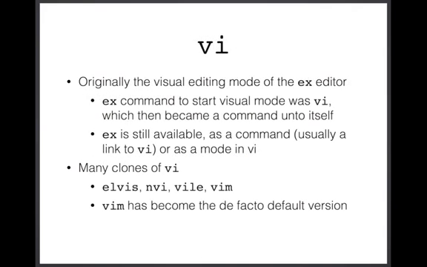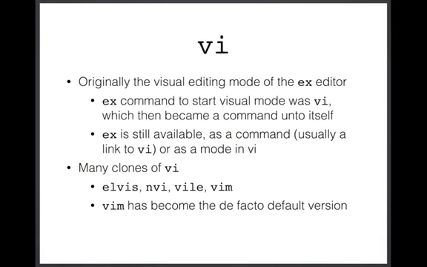So I mentioned the X editor. VI was originally the visual editing mode of the X editor. The original Unix text editor was called Ed, which is short for edit, and it was what's called a line editor. It would load up the file, but you'd only see one line at a time, and you could edit one line at a time, which is not the most convenient way to edit a file. And Ed was kind of superseded by X, which is Ed extended. It was still a line editor, but it added some more commands and some more powerful options.